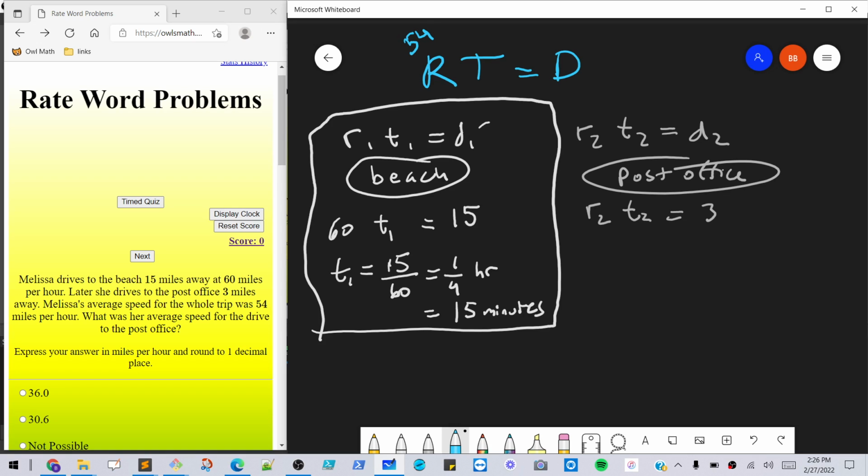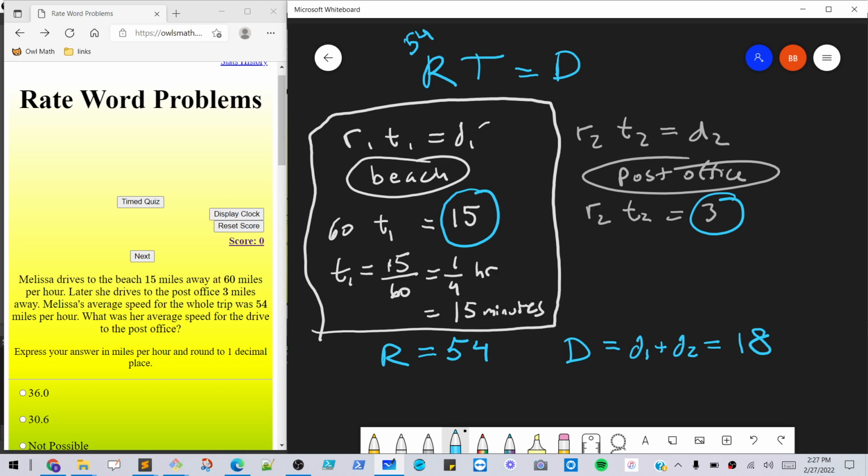So we know the R. Let's come down here. So we know R is going to be 54 for the full trip. Her average speed was 54 miles per hour. We don't know anything about time. They don't give us any time. But can we find the total distance? And we actually can because we have the distance to the beach and the distance to the post office, and we just have to add those together. Okay, so D1 plus D2 is going to be 18.